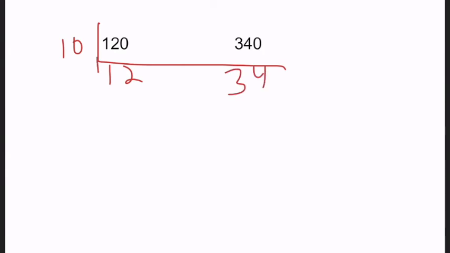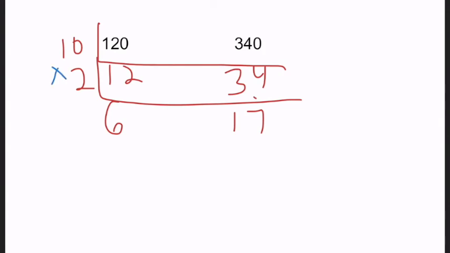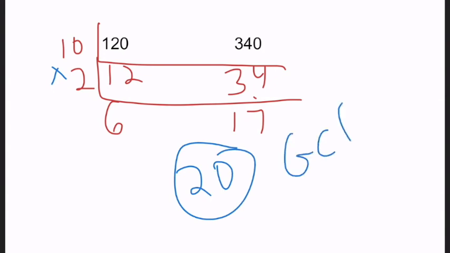Okay, so 120 and 340. I'm going to make my division ladder. Obviously, I could take 10 out, so I get 12 and 34. 12 and 34 I could divide by 2. So 2 goes into 12 6 times. 2 goes into 34 17 times. I can't divide anything else with 6 and 17, so I'm done. So 10 times 2 is 20. So the greatest common factor is 20.